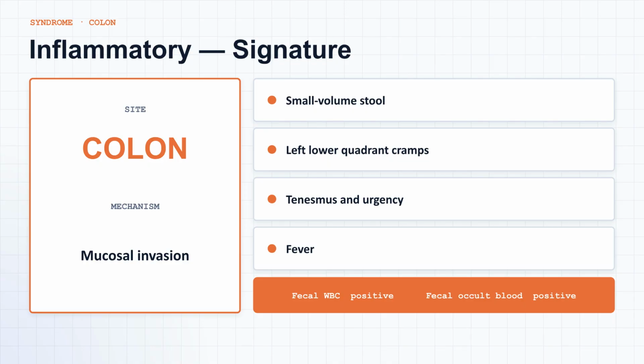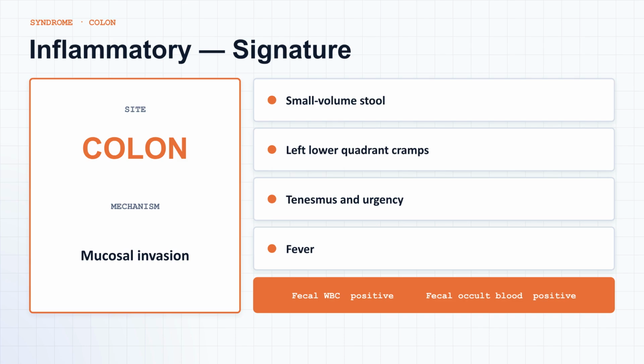Now the inflammatory picture. The lesion is in the colon, and the mechanism is invasion. Stool volume is small because the colon cannot hold much. The patient has left lower quadrant cramping, tenesmus, and fever. And fecal white blood cells, or fecal occult blood, are typically positive. Compare that with what we just built. Non-inflammatory means big volume and negative stool tests. Inflammatory means small volume and positive stool tests.